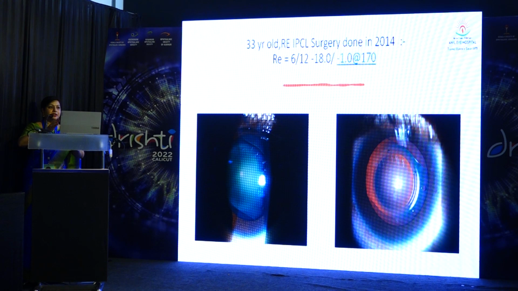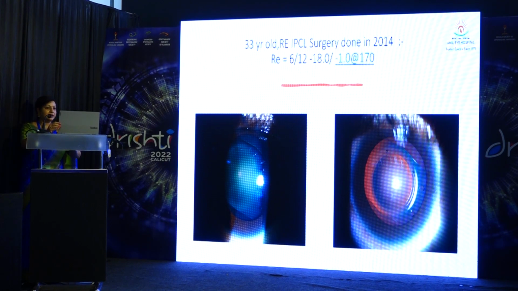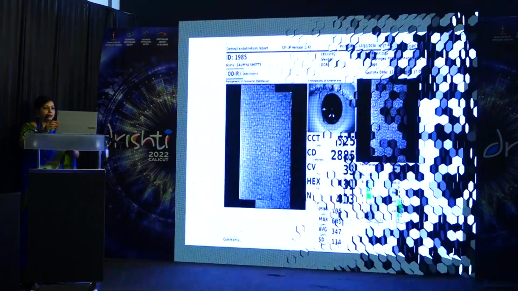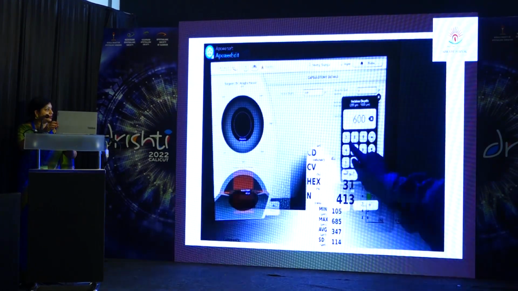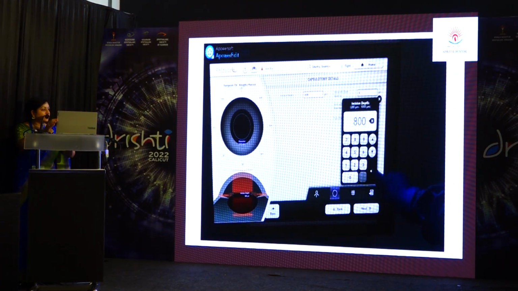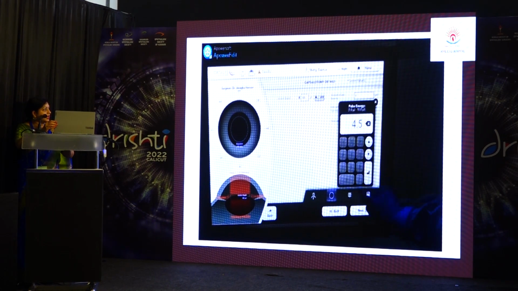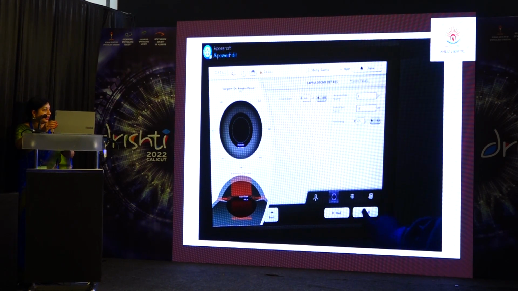So this was a patient who was operated for an IPCL in 2014 and then she came back to me with a nuclear cataract. She had a very high myopia to start with. We did a specular biomicroscopy, which was normal. So these were some changes because we were contemplating doing a FLACS procedure, changing the pulse energy, as you can see here, from 4 to 4.5 microjoules.